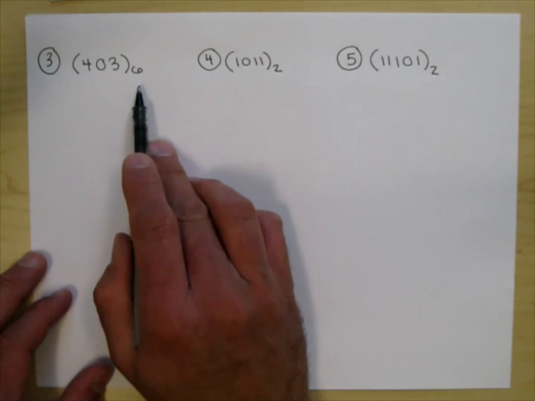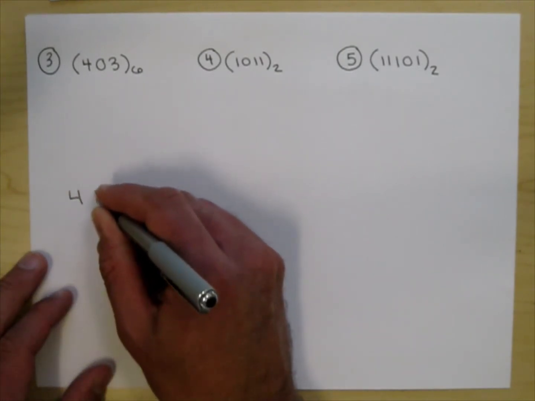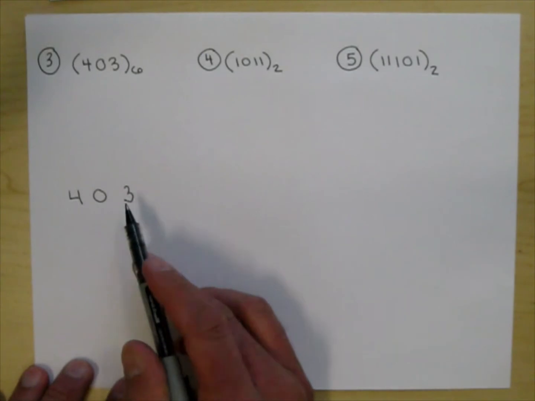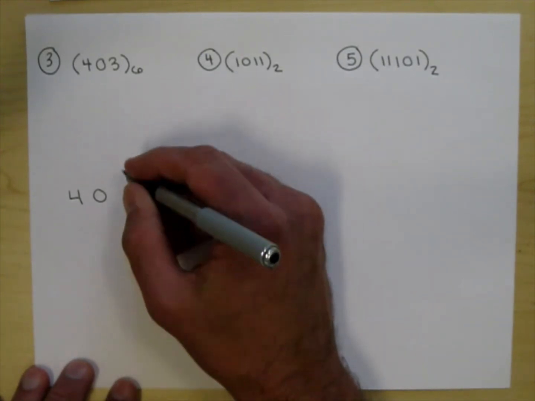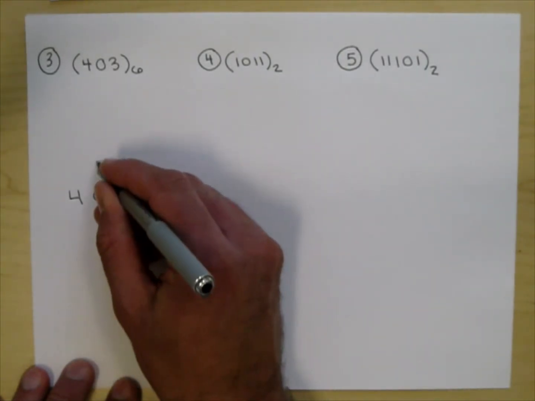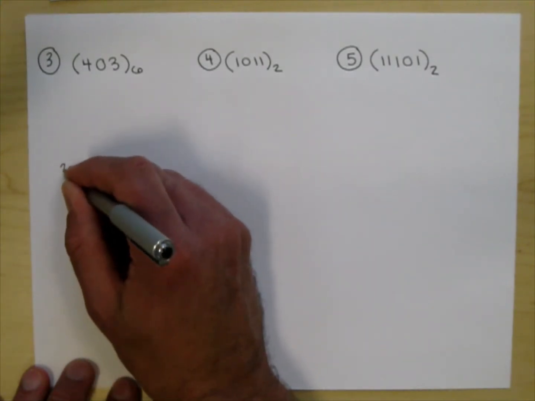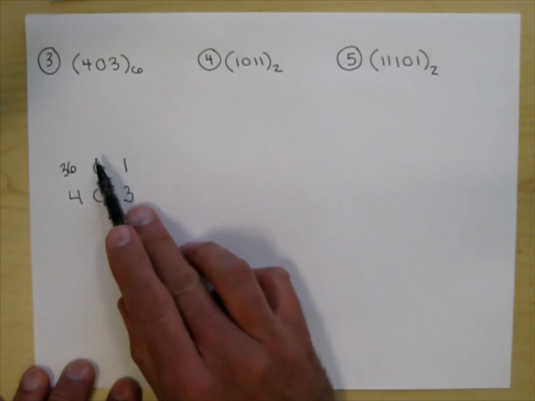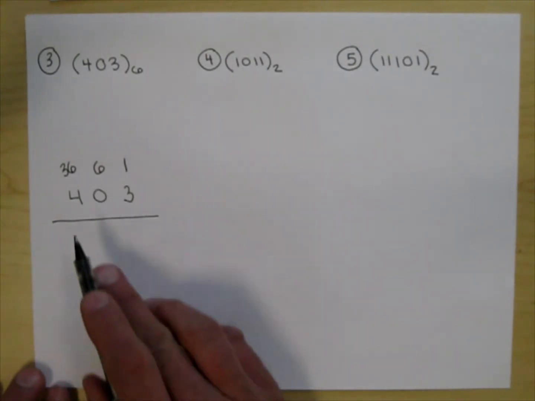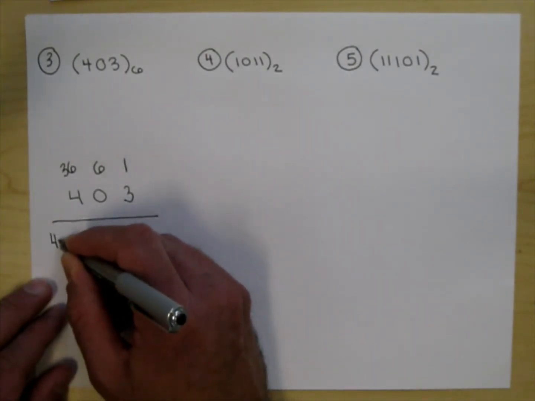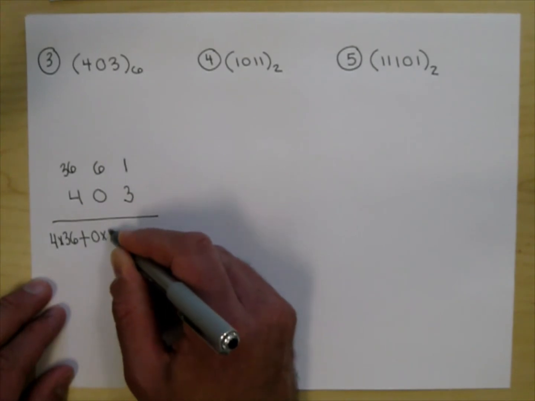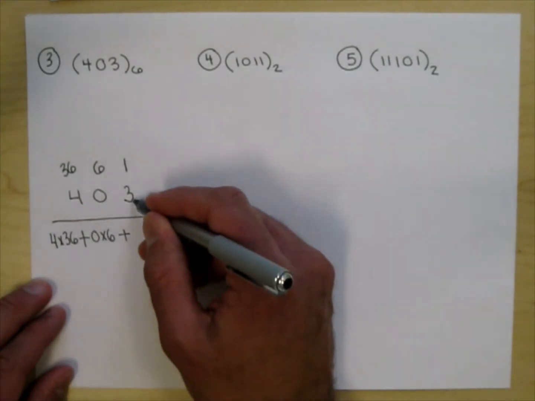403 base 6. So I put the 4, the 0, and the 3. And then right above it I put the places, with the first place always being the ones place. So there's 1, and then this is base 6. So 1 times 6 is 6, and 6 times 6 is 36. Now you can write 6 to the 0, 6 to the 1, 6 to the 2, but I'm not going to write that. Now we have to multiply. We have 4 36s, and we have 0 6s, and we have 3 1s.